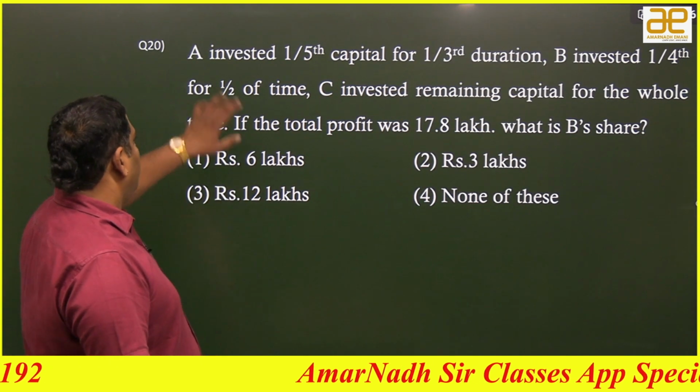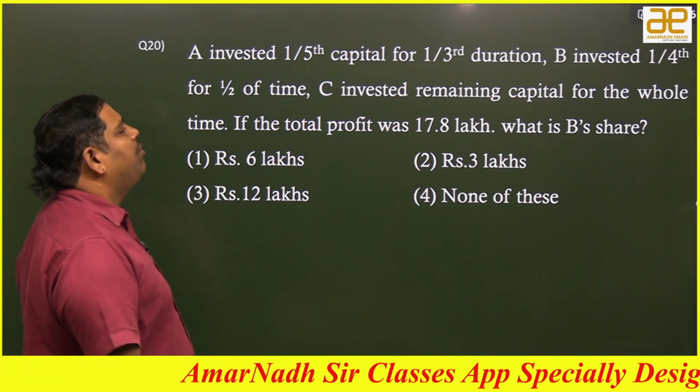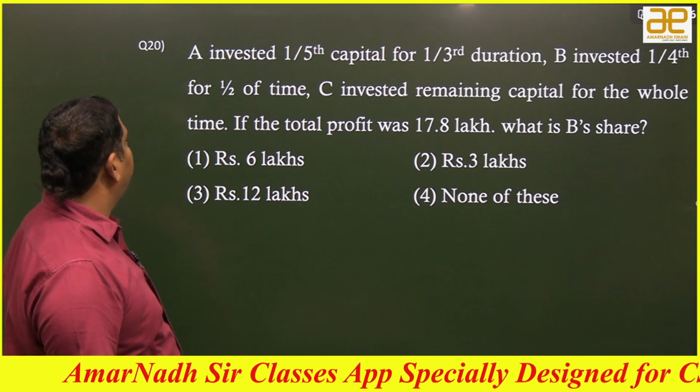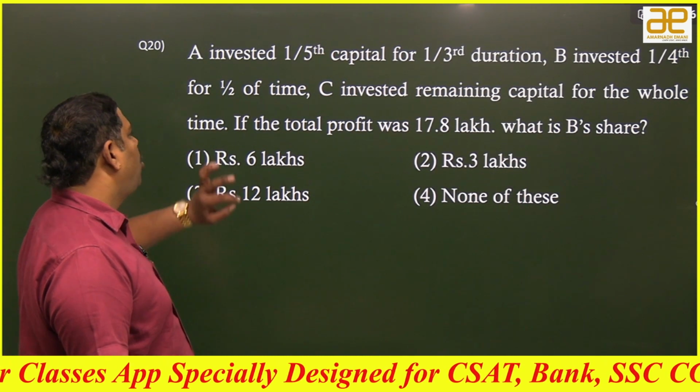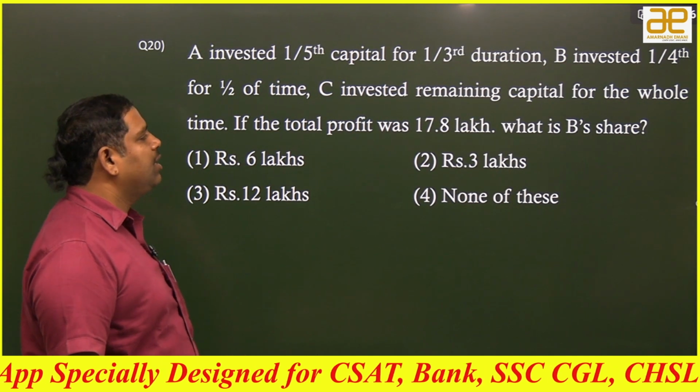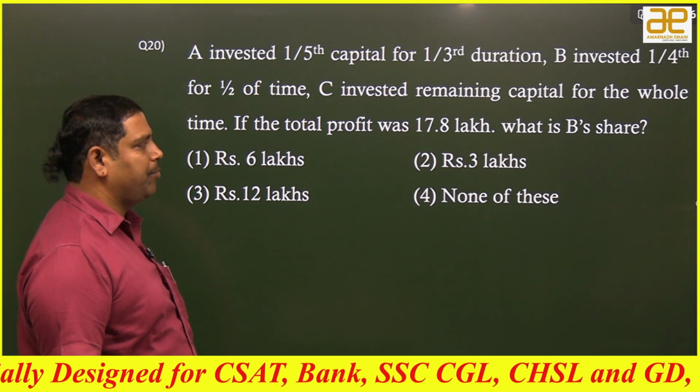A invested 1/5 capital for 1/3 duration. B invested 1/4 for half of the time. C invested the remaining capital for the whole time. If the total profit was 17.8 lakh, what is B's share?